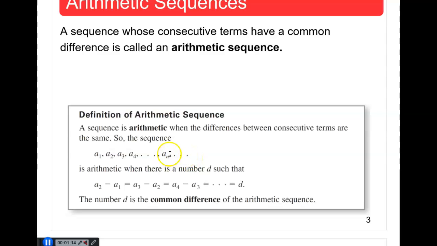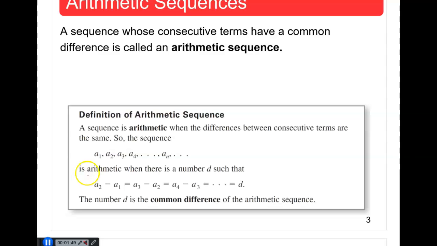However, there is a term here that is considered the nth term. It could be the 5th, the 6th, the 7th, the 100th, or of course even bigger than that. We're going to use that a lot, so get familiar with it. So n is going to determine the place in the sequence for that particular term. So we use the letter n to generalize it.